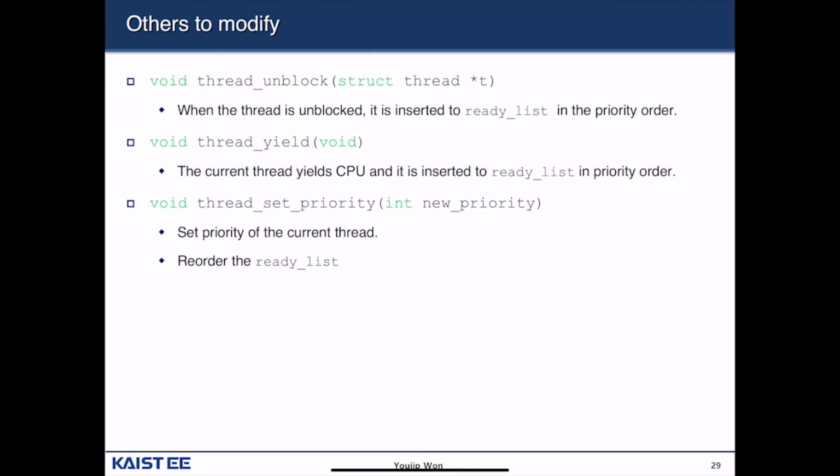When the thread is unblocked, when it is put in the ready state, also insert it with the priority order. And then also when a thread calls thread yield, it has to put itself on the ready list with respect to the priority order.